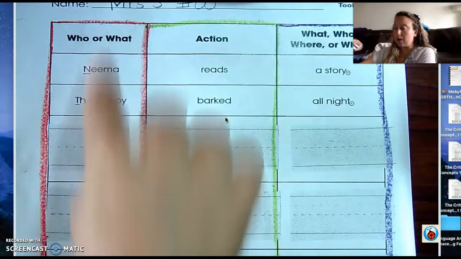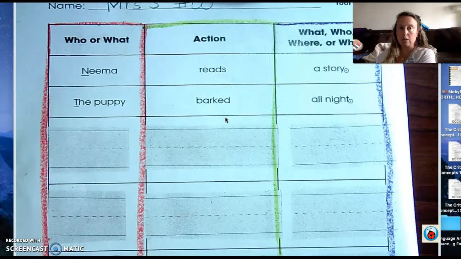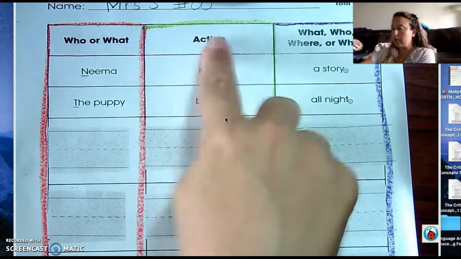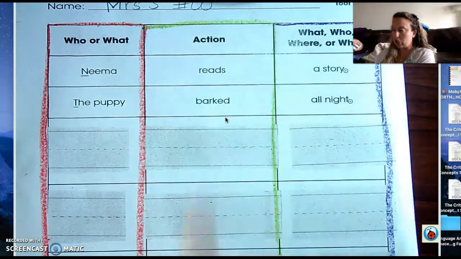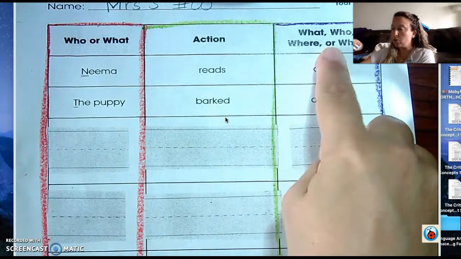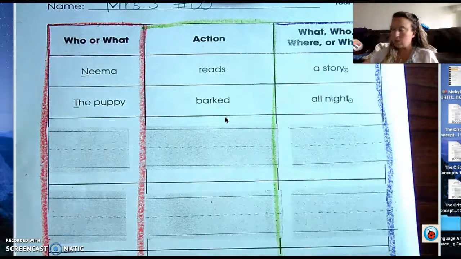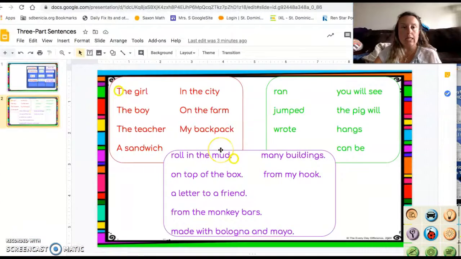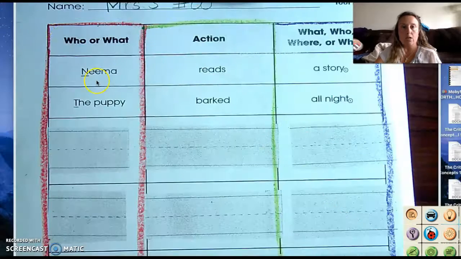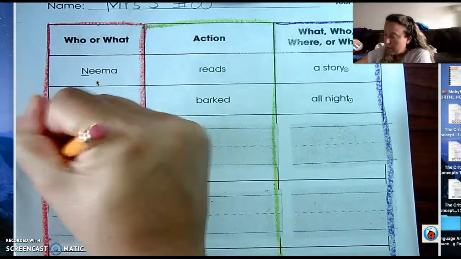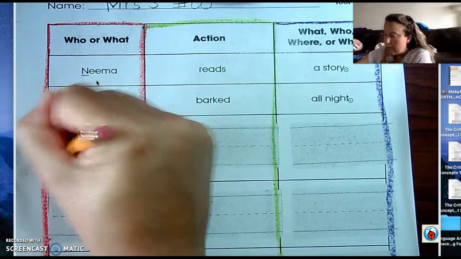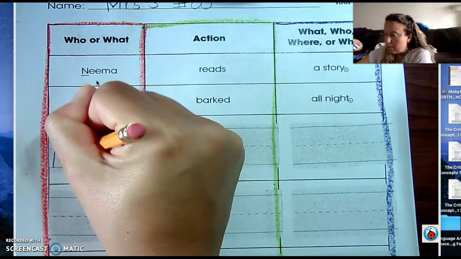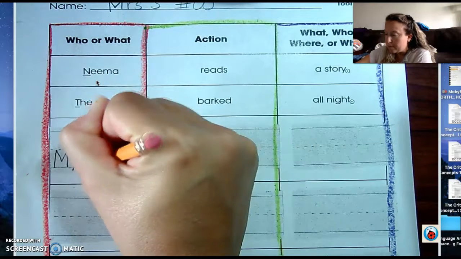I need to be thinking about who or what I'm going to begin with, or where. I need to have a middle action, and I need to have what, who, where, or when. So I'm going to go back to my other page. Let's say my first one, I'm going to choose my backpack as my red beginning. So I go to my page, and I'm going to start with a capital M and write my backpack.